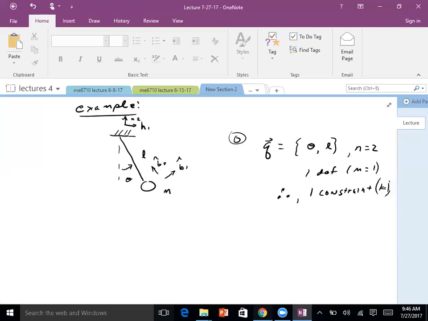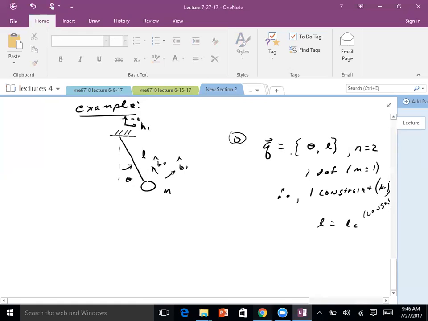Rigid length pendulum. Generalized coordinates are theta and L. L is constant. I'd kind of like to write L equals L, but that seems a little odd, so I'll just write L is some constant. Let's call it L_C as a constant.